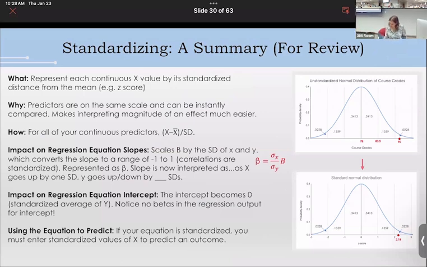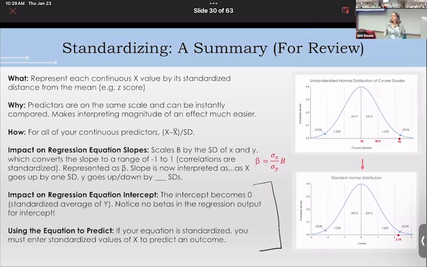Now, these two things are really important. You understand how standardization works, but what's the impact on the regression equation? Two big impacts. What does the intercept become? 0. There's no intercept because that's the standardized average of Y. Everything gets standardized, there's no intercept, it becomes 0.